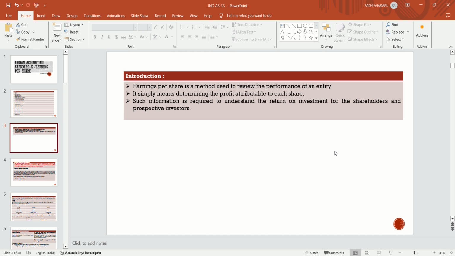It simply means determining the profit attributable to each share. What was the profit attributable to each shareholder? Such information is required to understand the returns on investment for the shareholders and prospective investors. Without this, people won't understand whether the company is working well or not, and whether they should invest in that entity or not. That's why this information is reflected on the first page of the financial statement, that is, the basic EPS and diluted EPS, in the financial statement.